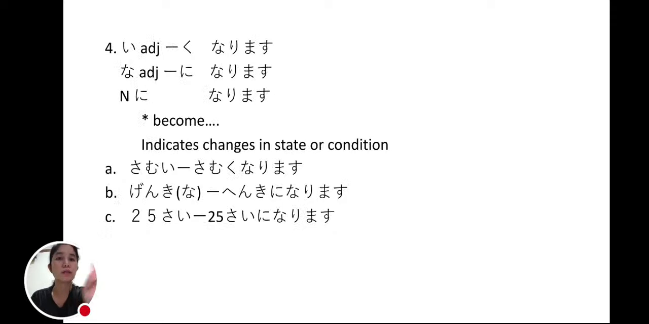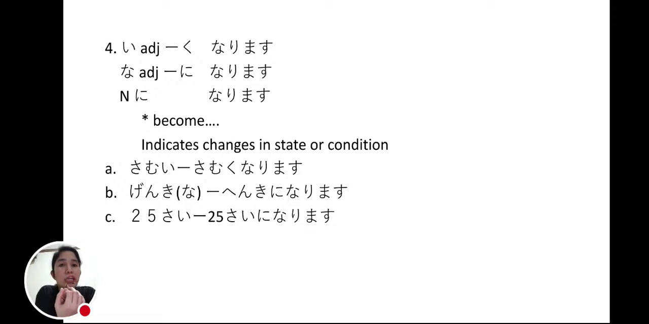Let's go to our next. Next, we have here the conjugation of narimasu, diba? A while ago, we have the narimasu. It means become. Please look at the asterisk below, become. This indicates change in state or condition. Change in state or condition.